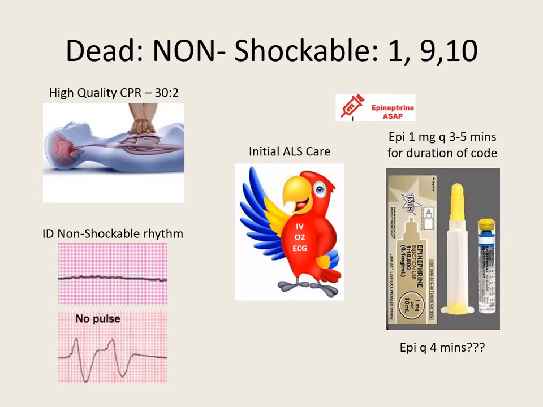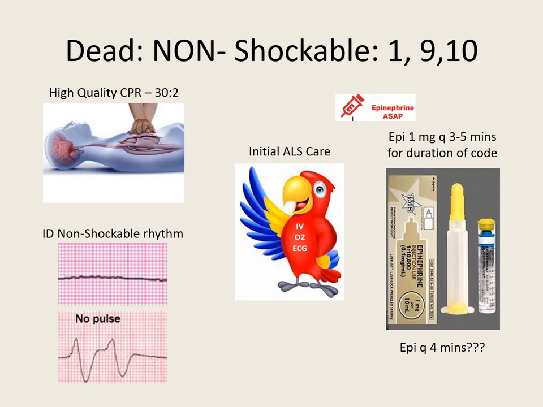Yep, we're doing that high quality CPR, 30 compressions to 2 ventilations. We have identified our non-shockable rhythm, asystole or PEA. We've completed our initial ALS care, IV, O2, monitor. We go epi early. And now, what's the dose of epi? 1 milligram every 3 to 5 minutes for the duration of the code.